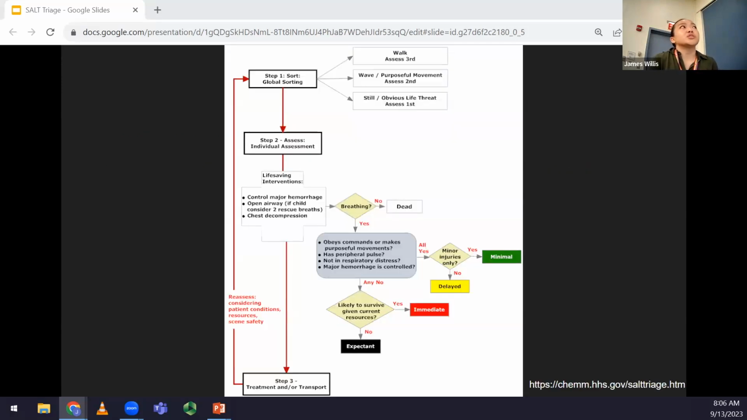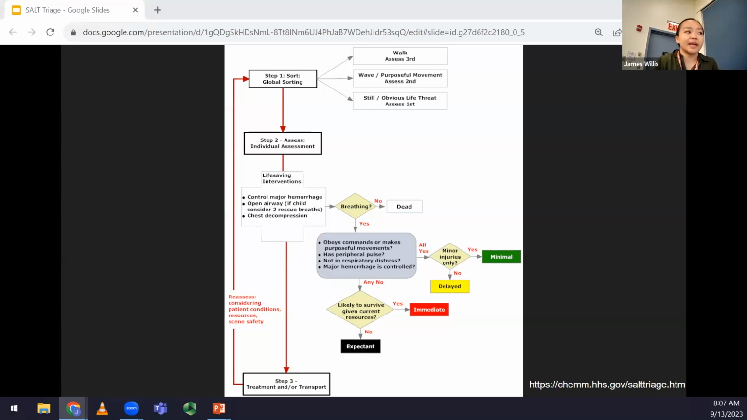Okay, so first you sort. She will probably be assessed second because she's able to wave and make purposeful movement, but she's not walking. Then you do the individual assessment. Does she have major hemorrhage? If so, and in this situation, let's say she does, then you apply a tourniquet and the bleeding stops.